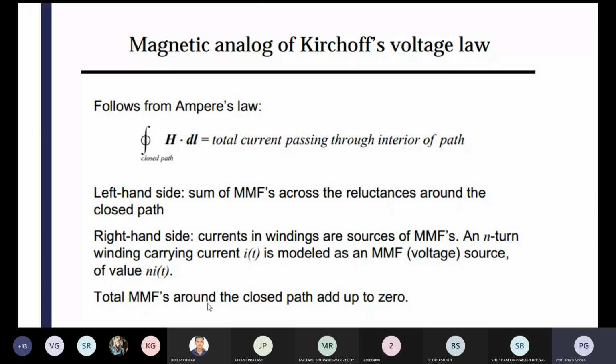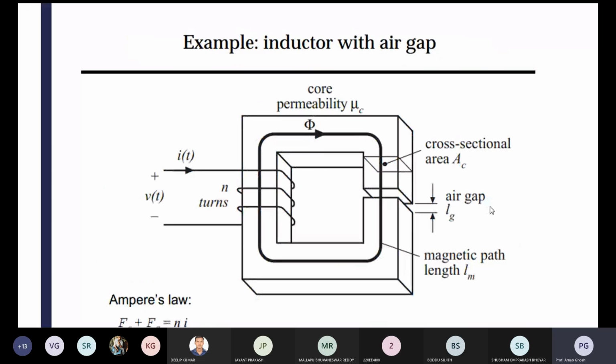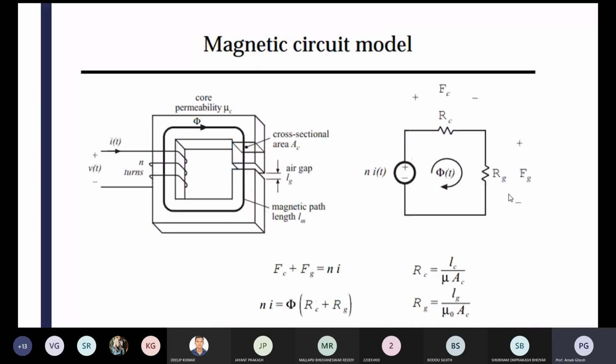Then we are using some air gap, which may cause additional leakage. Now you know the linkage as well as the leakage. So Ampere's law gives Fc plus Fg, where Fg is for the air gap and Fc is for the core. The total mmf adds up to N times I. N turns are there, the cross-sectional area is Ac, the gap is Lg, the magnetic path length is Lm, and the core permeability is mu c. So finally you have that equation.